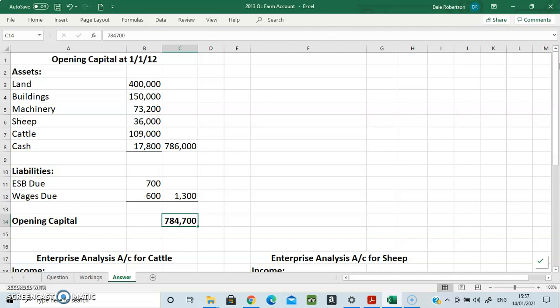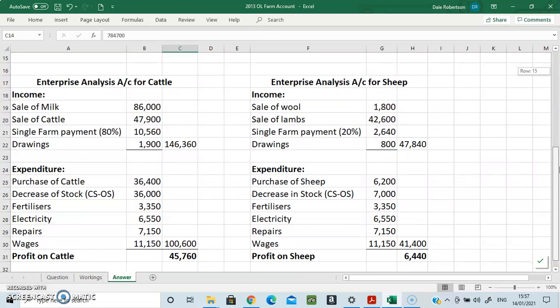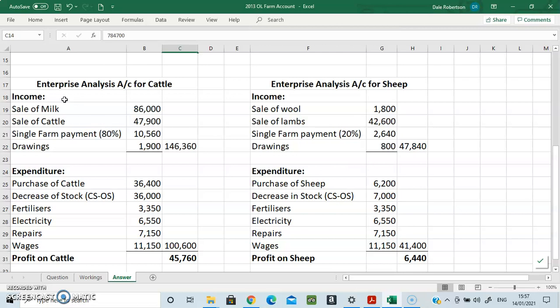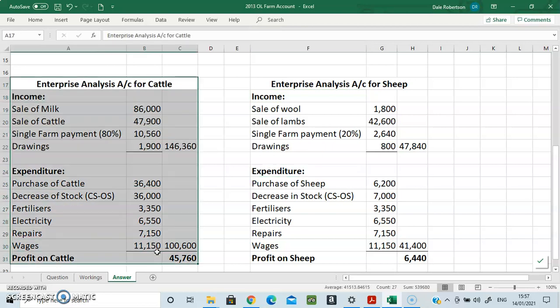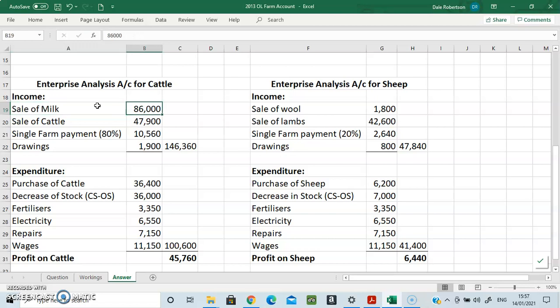Now, then side by side down here, I'm going to show you how to do the enterprise analysis accounts. And this is really very straightforward. It is an income and an expenditure account. But we are splitting this, that we are only putting in here things which are relevant to cattle, and then we're going to put in here all the things which are relevant to sheep. So therefore we put in the sale of milk, 86,000. That's from the debit side of the bank account directly in. If there was amounts due or prepaid, you would factor it in, but not in this case. You put in your sale of cattle, which is 47,900 directly from the debit side.